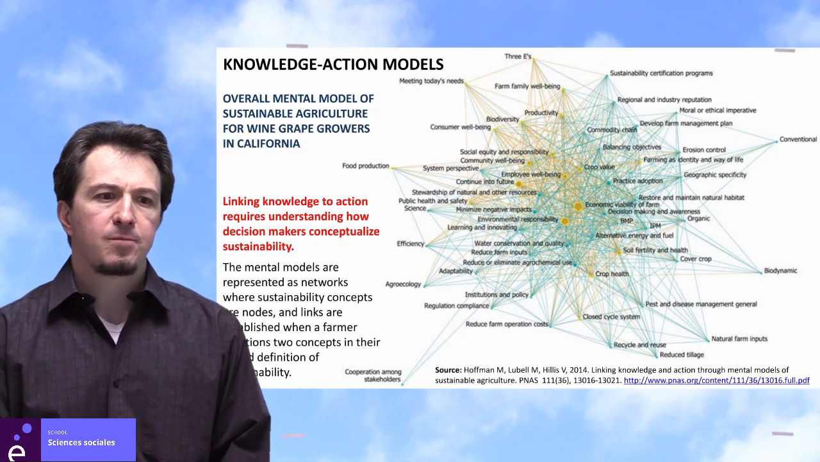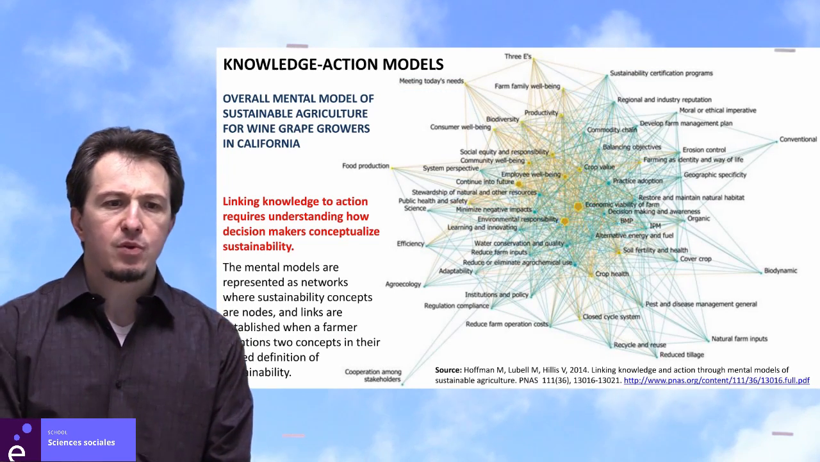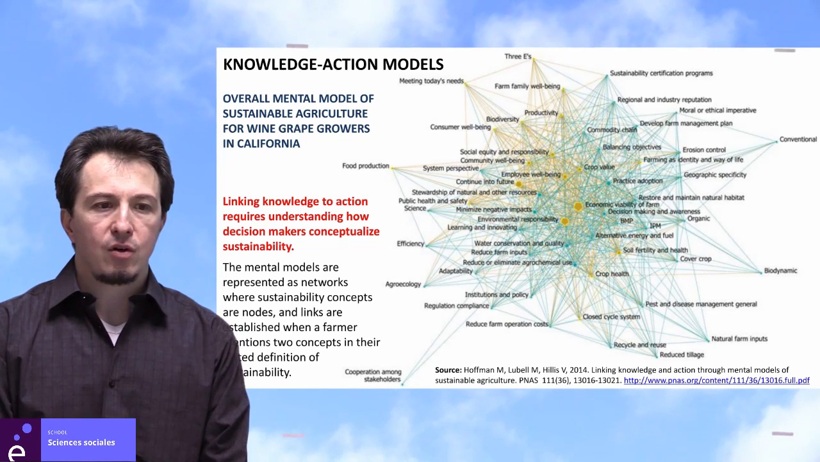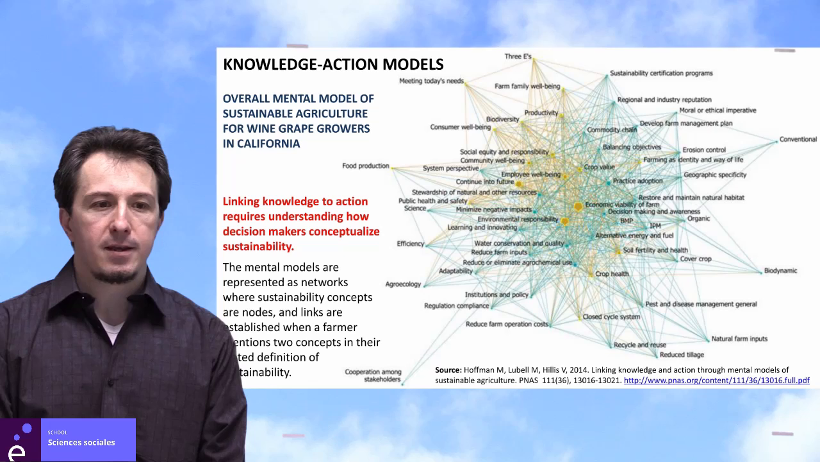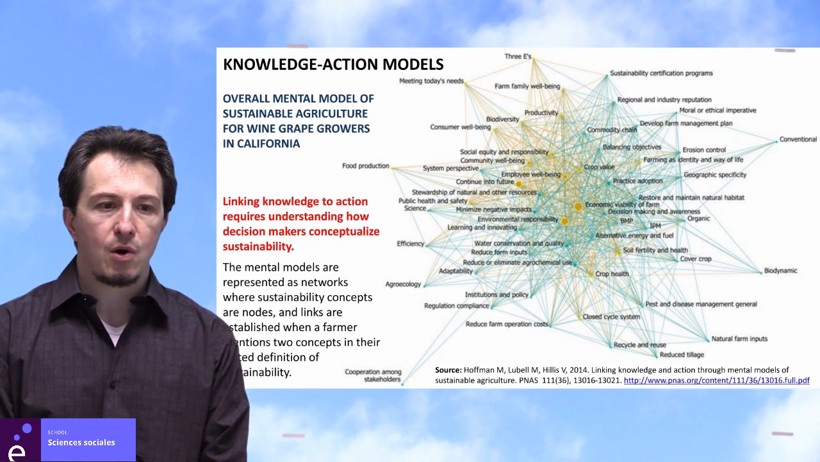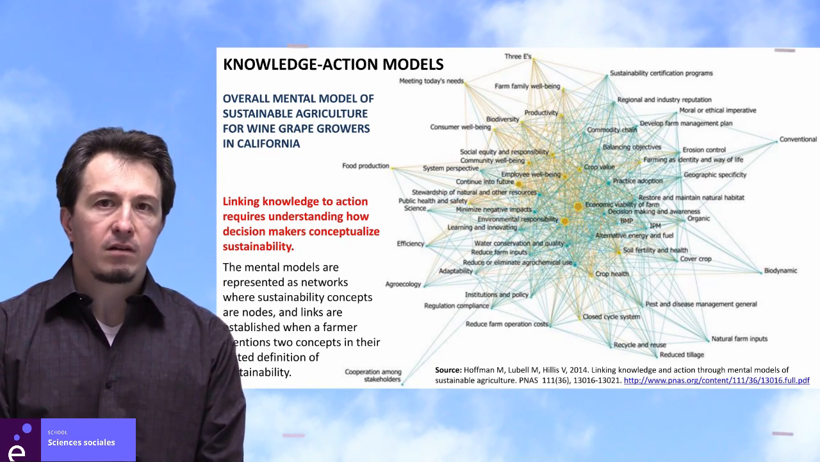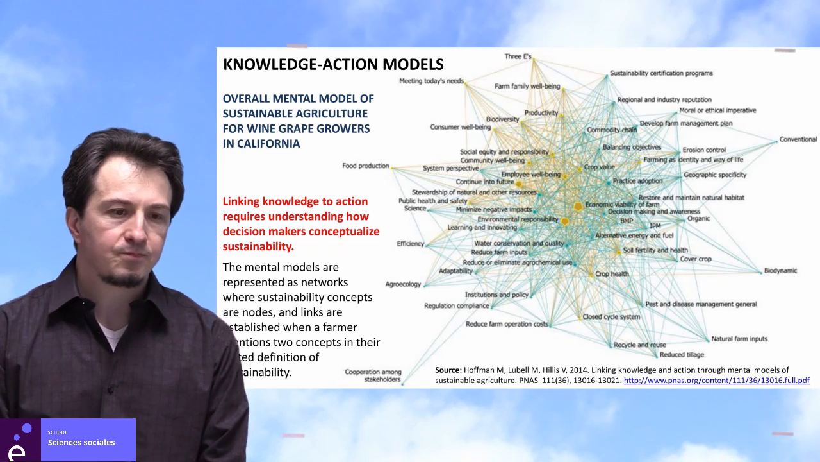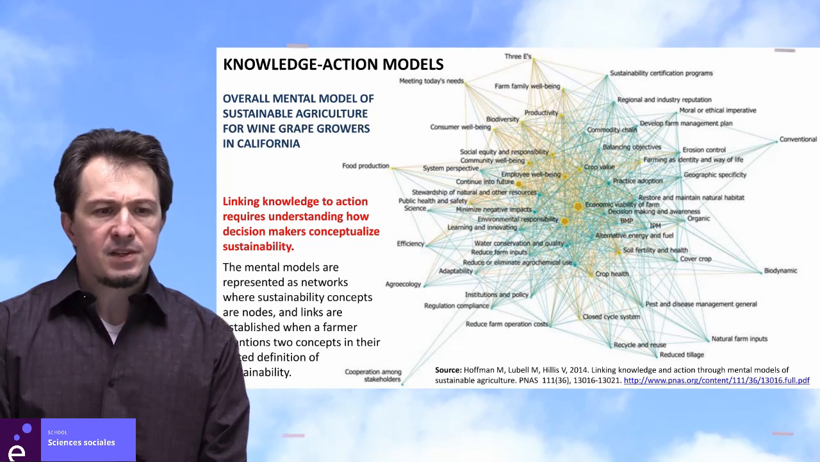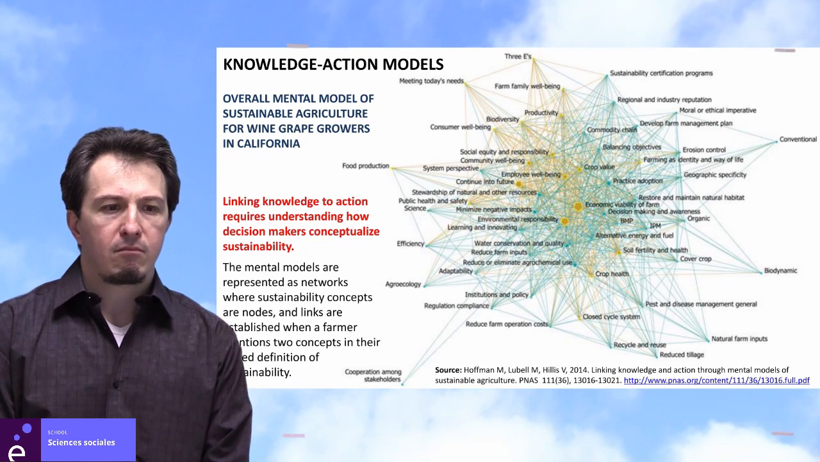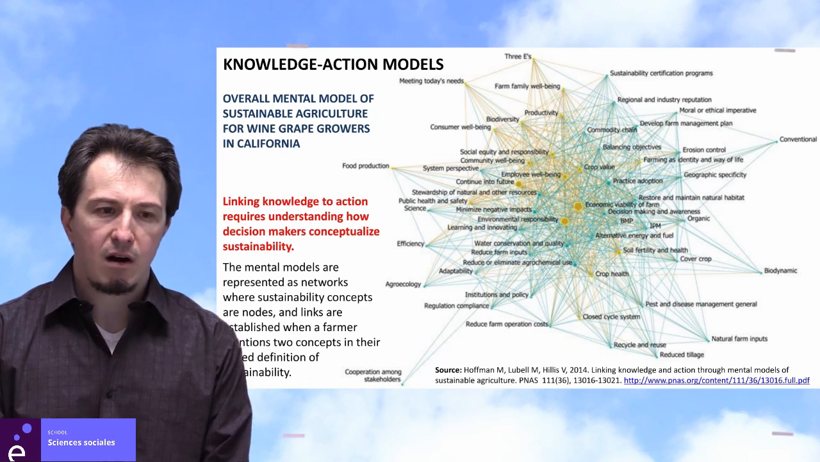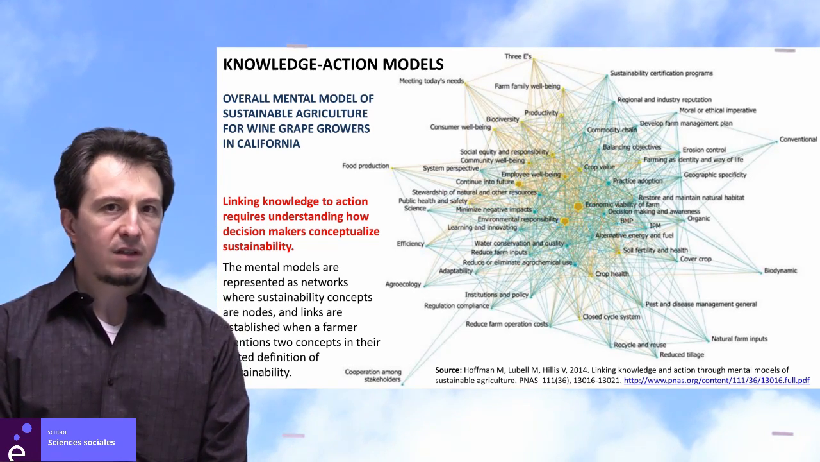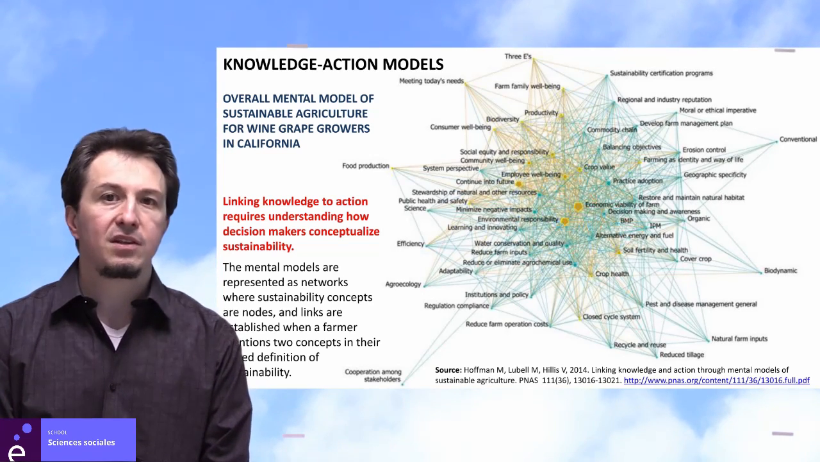In the next slide, I want to give an example of knowledge action models. Here it's about the overall mental models used by wine grape growers in California during their projects related to sustainable agriculture. In this case, the knowledge action models actually mean the mental models and how they connect different concepts during their practice.